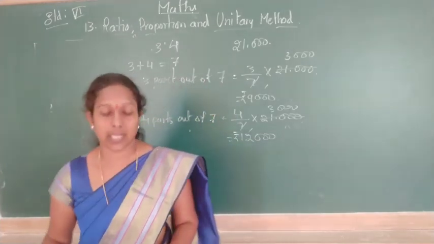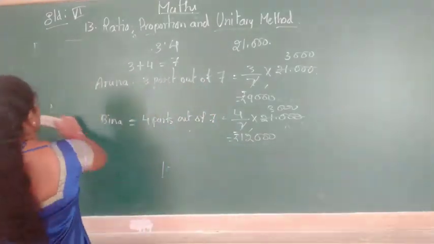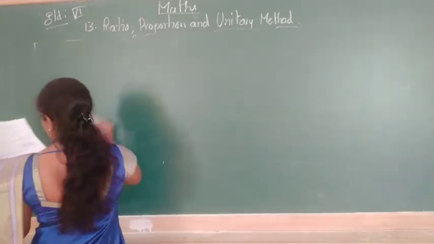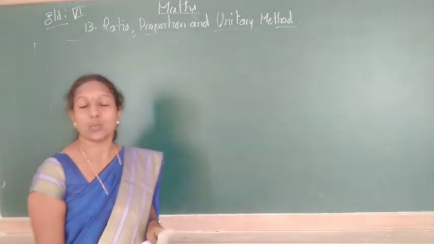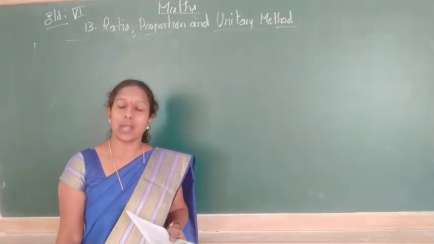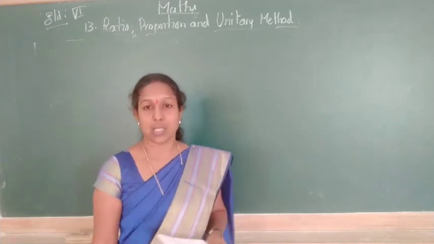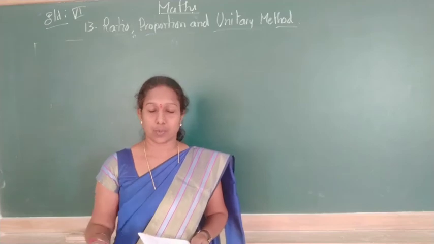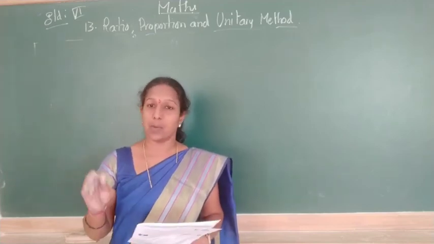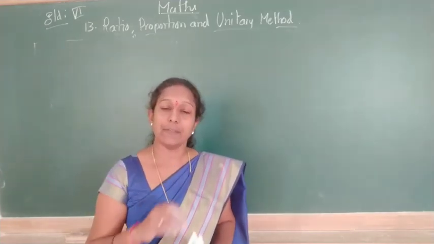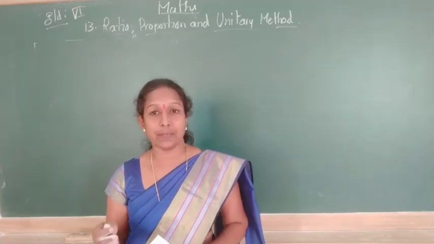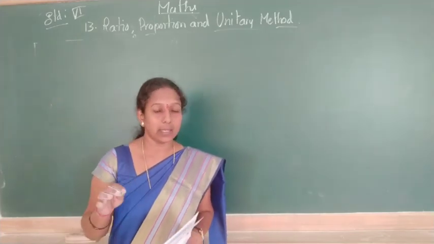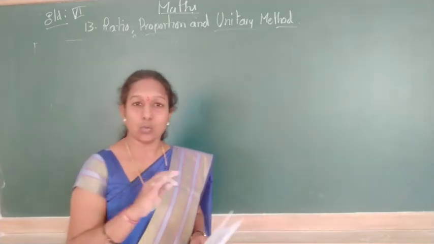Now let us come to one more type of sums, that is how to write the equivalent ratios of the given ratio. So here, as we write equivalent fractions, here also the same procedure, but we will write in the form of ratios. In fractions, we get the equivalent fractions either by multiplying a number or by dividing a number, for both numerator and denominator.